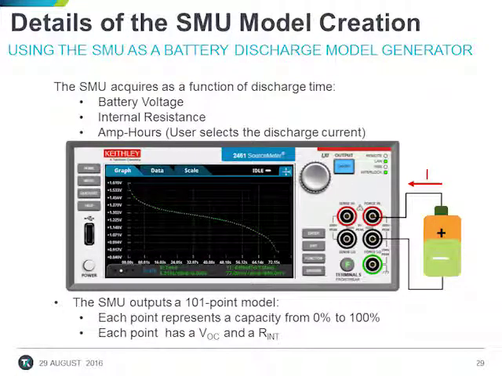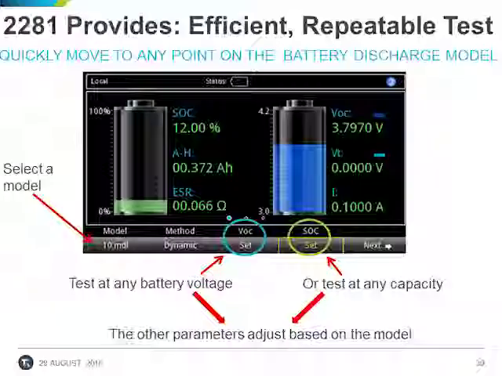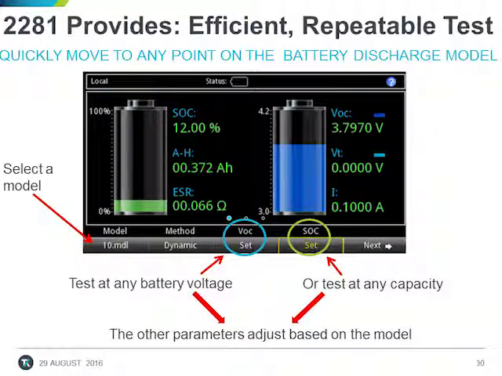The model generating program monitors battery voltage, creates a momentary delta voltage to force a delta current to compute internal resistance, and monitors current and time to compute amp hour capacity. The program has a number of programmable parameters, and the main one is the discharge current. The program creates the battery model consisting of 101 sets of 3 parameters: state of charge, open circuit voltage, and internal resistance. The 2281 can enable you to quickly simulate any point on the battery discharge curve.